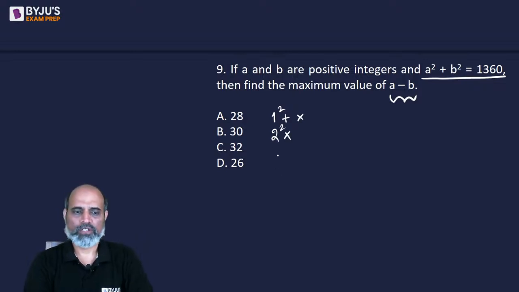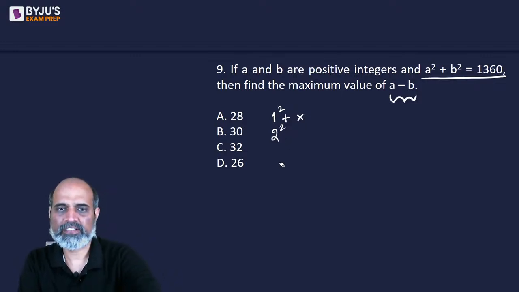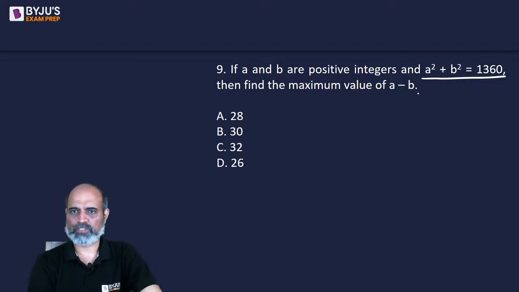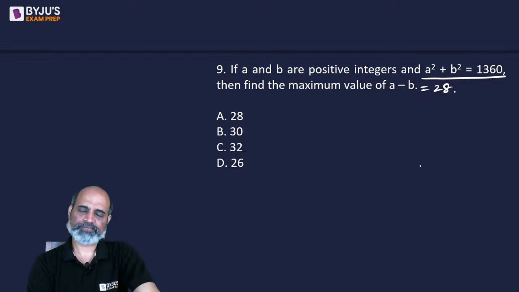squares, so 4, so that would need, this is also a bit difficult, isn't it? So let's do one thing, let's start from the difference, let's use the options. Suppose this is 28. Then if I take a as 29, then this is going to be 1. 29 square is less than 900. Plus 1 won't take us to 1360. If I take 30, then it will not work. If I take 31 and 3, this also will not work.